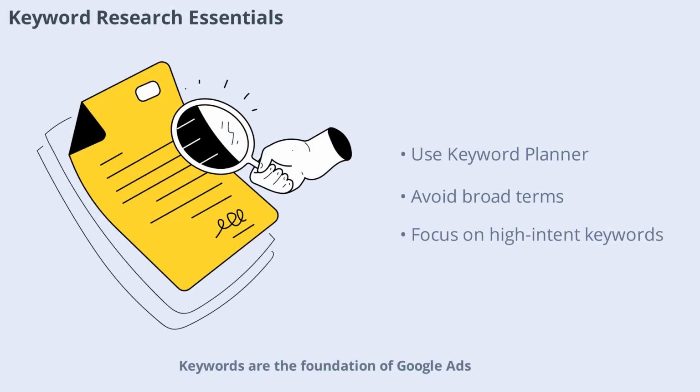Keywords are the foundation of Google Ads. Choosing the right keywords ensures your ads appear to people searching for your products or services. Use tools like Google Keyword Planner to find high-intent keywords with reasonable competition. Avoid broad or generic terms that can drain your budget quickly. Focus on keywords that match your goals and audience.